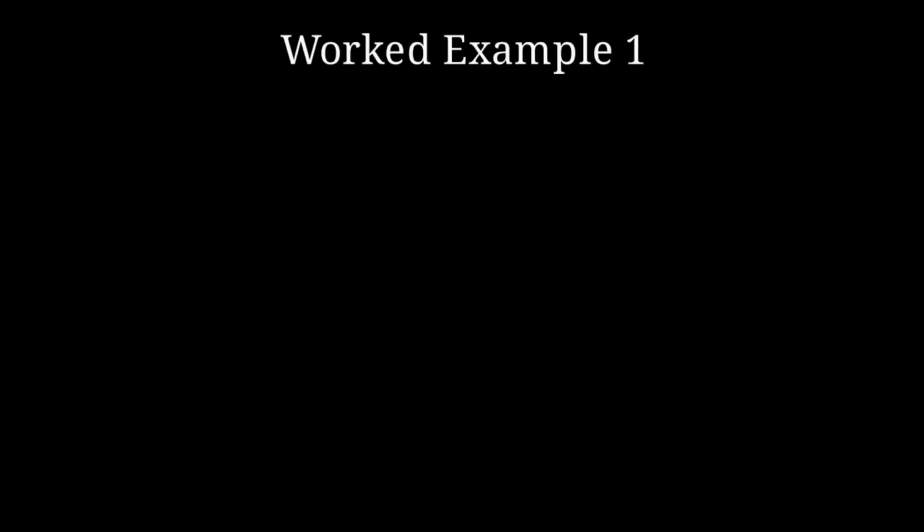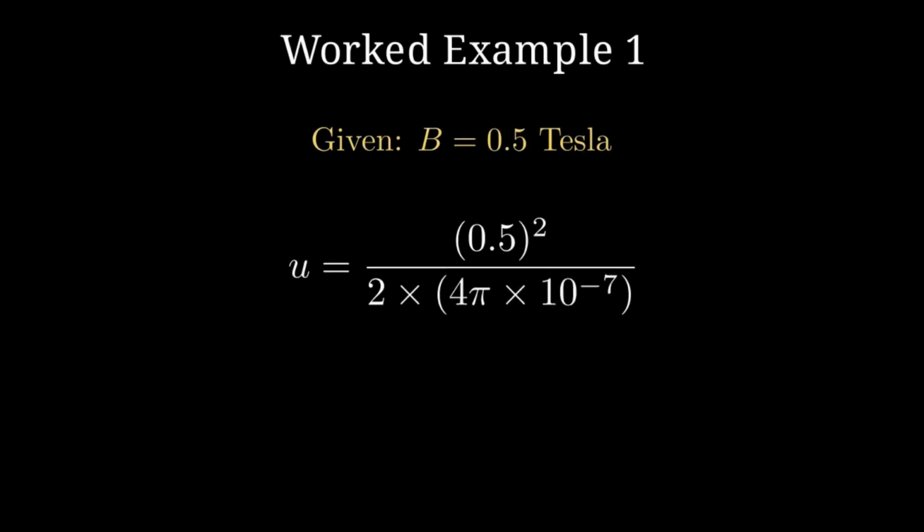Let's try an example. If a solenoid produces a magnetic field of 0.5 Tesla in a vacuum, the energy density is approximately 99,000 joules per cubic meter. That is a significant amount of energy in a small space.